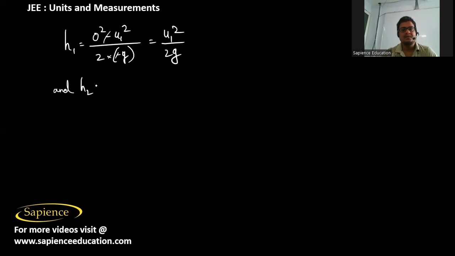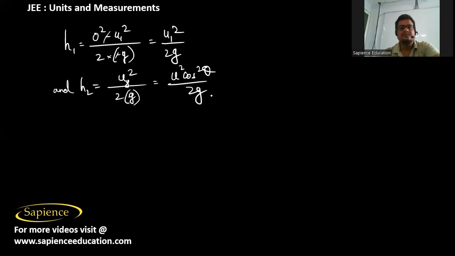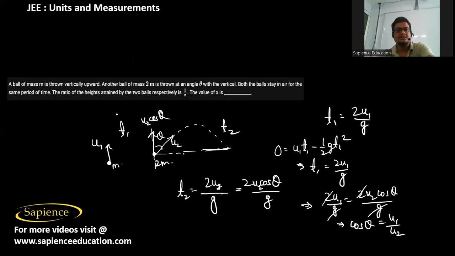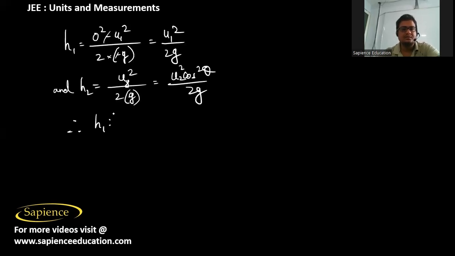And the height attained by the second ball is also u_y squared by 2g, that is u squared cos squared theta by 2g, which is u2 squared cos squared theta by 2g. So therefore the ratio of their heights attained, h1 by h2, is equal to u1 squared by 2g divided by u2 squared cos squared theta by 2g.